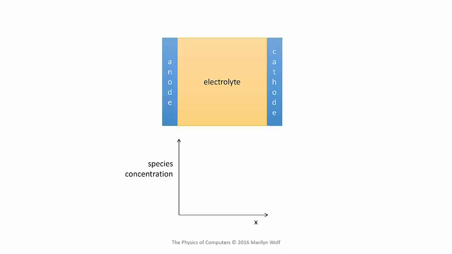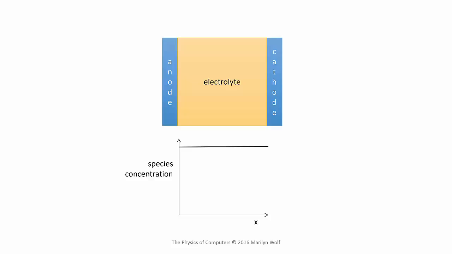Discharge characteristics also have some surprising implications for system design. Here's a cross-section of a battery with electrolyte sandwiched in between the anode and the cathode. The graph on the bottom shows the concentration of species, which is the molecules in the electrolyte that carry energy that can be extracted, as a function of position. So this graph shows how many species containing energy are at each position along the length of the battery.